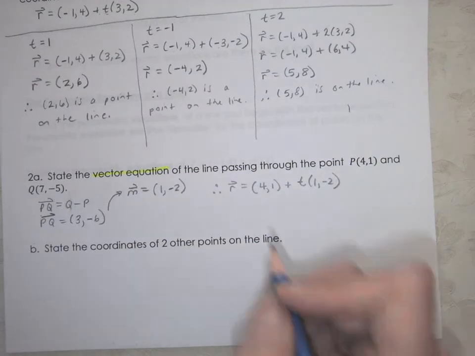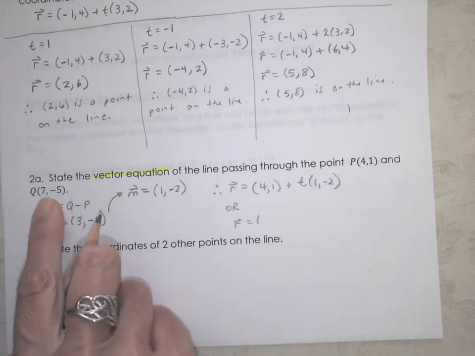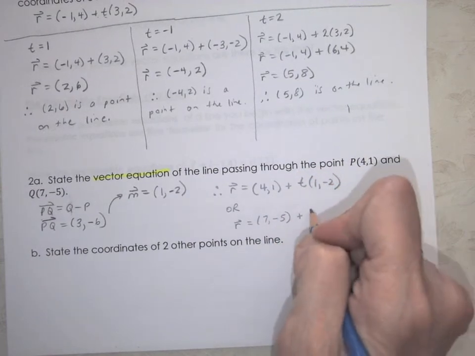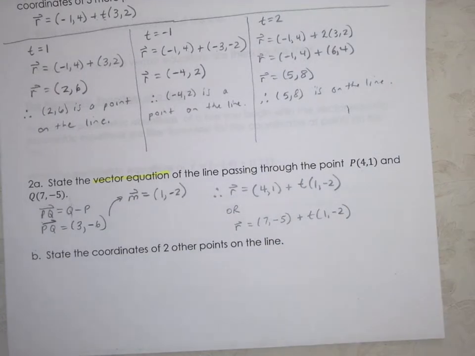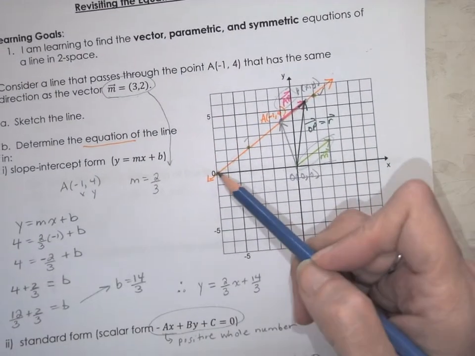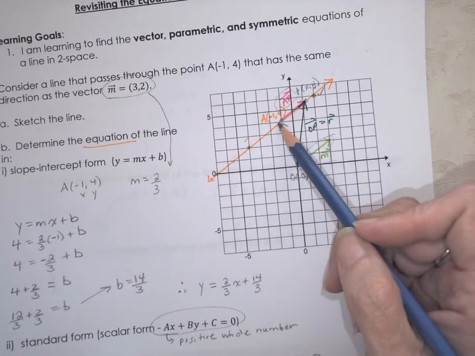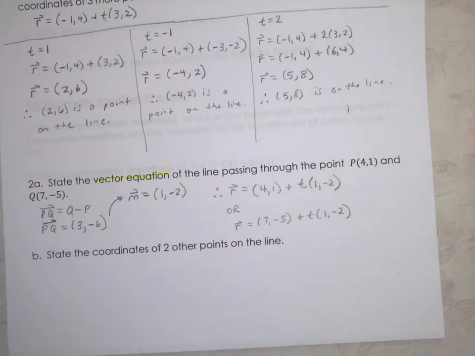Another vector equation of a line that I know just by looking at this question could have been using the position vector of Q, which would be 7, negative 5, plus t, 1, negative 2. Okay? So you may have started thinking about it. So if you look at a line, there's an infinite number of known points along this line, and I could use any one of them to make my OA vector, okay? So there's an infinite number of vector equations of a line.